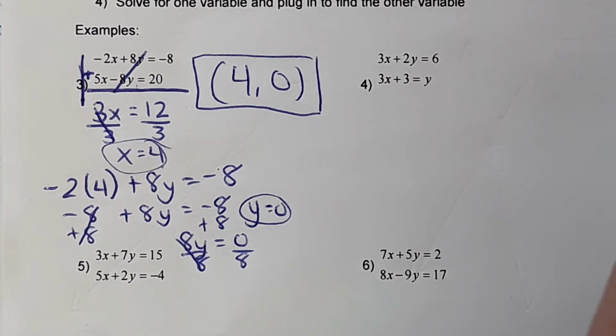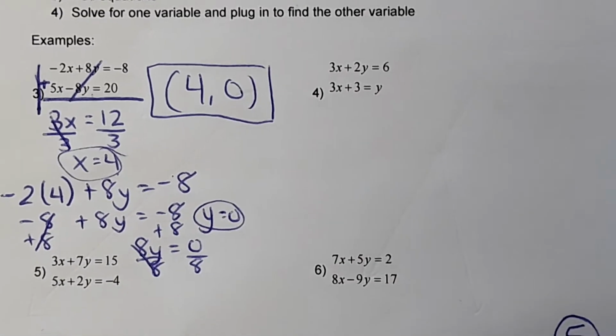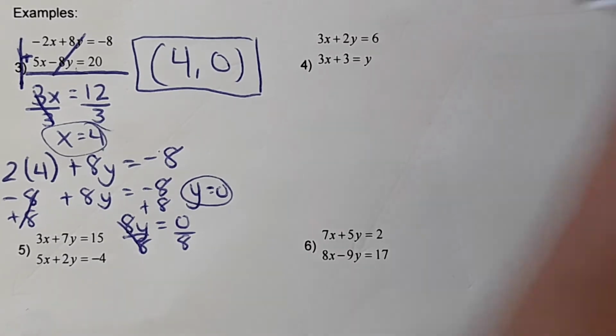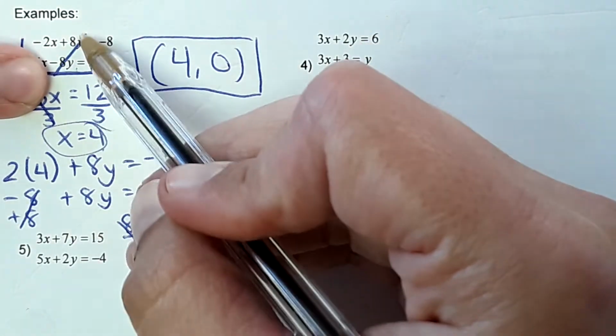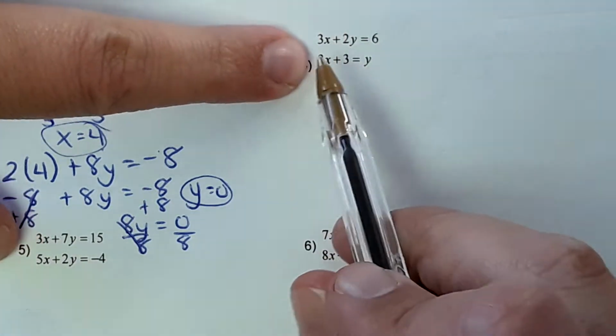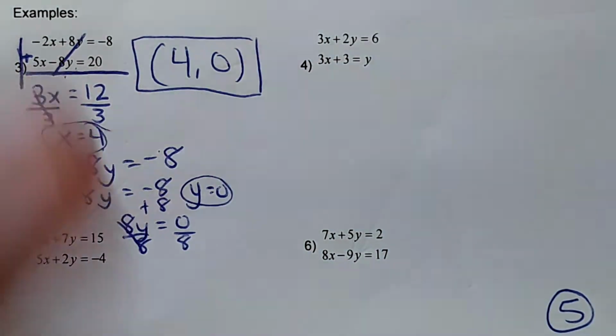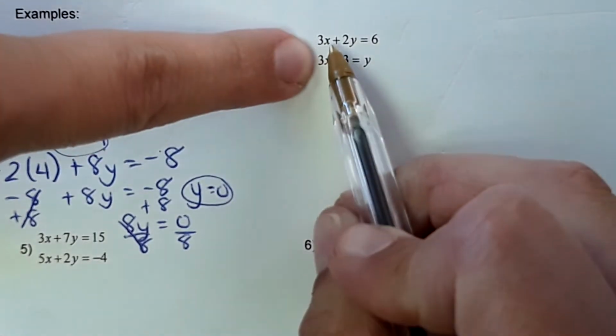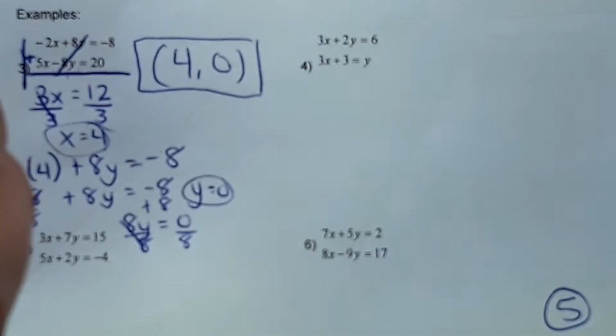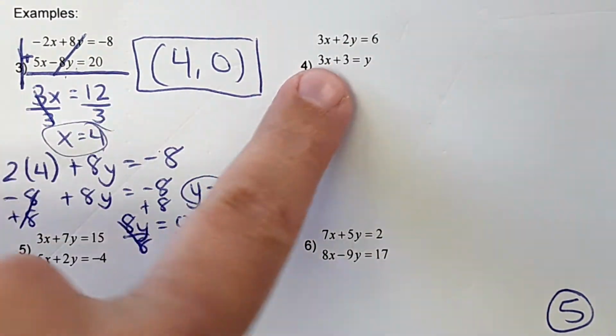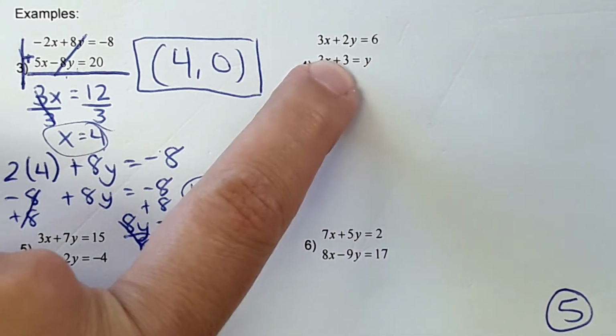Okay, and for the next one, now it's going to take it one step further. In this case, when we added them, it automatically canceled, but a lot of times it won't automatically cancel. 3x plus 3x is going to be 6x. It's not going to be 0. So sometimes we have to multiply these by something to make it cancel. In this case, we're going to have to multiply one of these by negative 1, so that way the x's cancel.